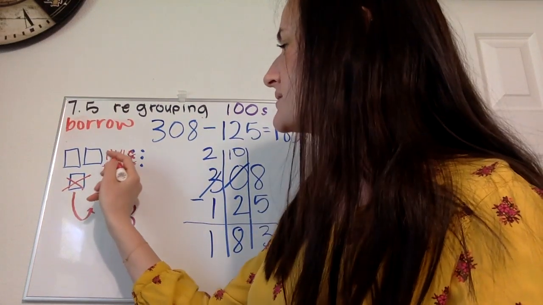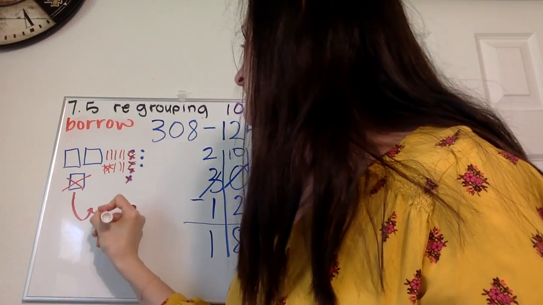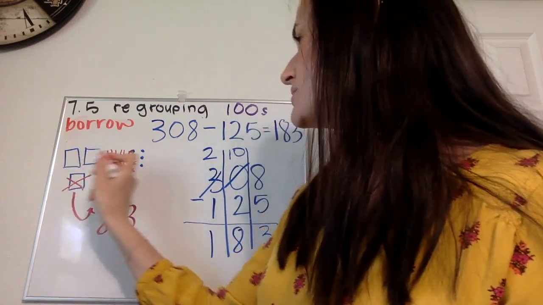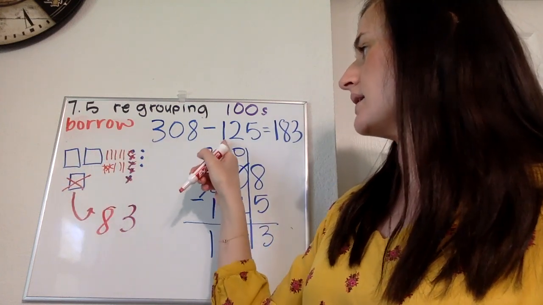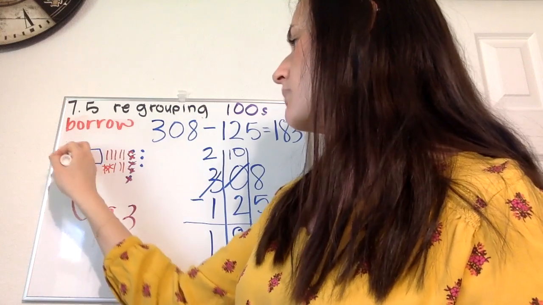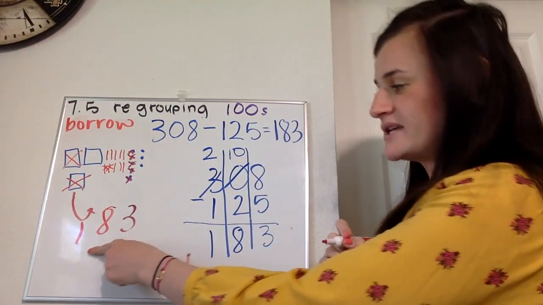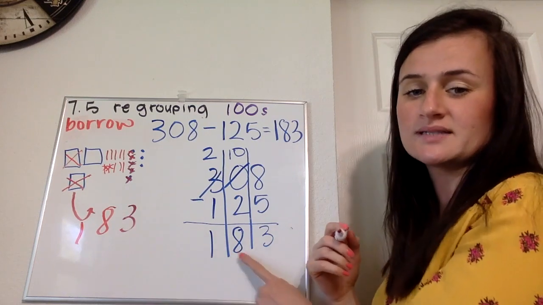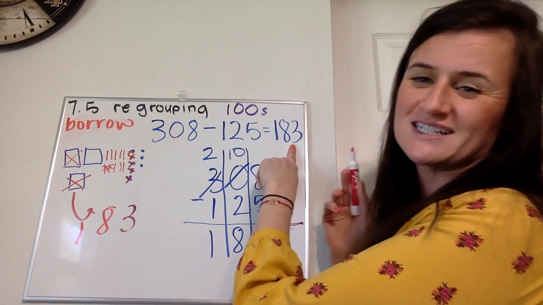Now I have 1, 2, 3, 4, 5, 6, 7, 8 tens, and 2 hundreds, and I need to take 1 away. So my answer is 183, just like when I used the standard algorithm. So we still have the correct answer.